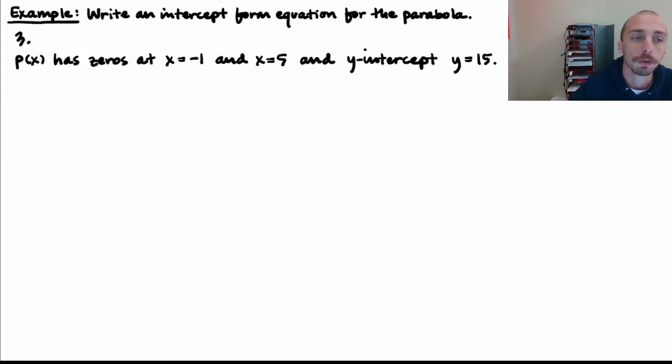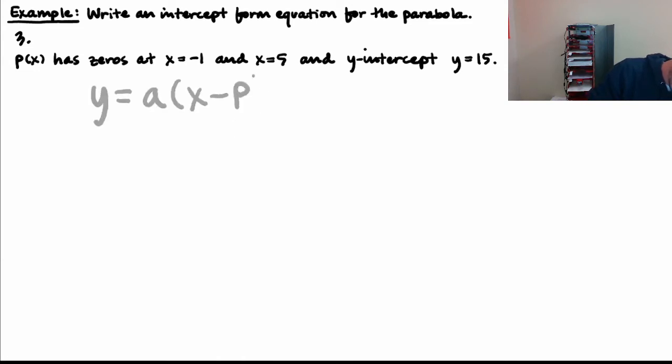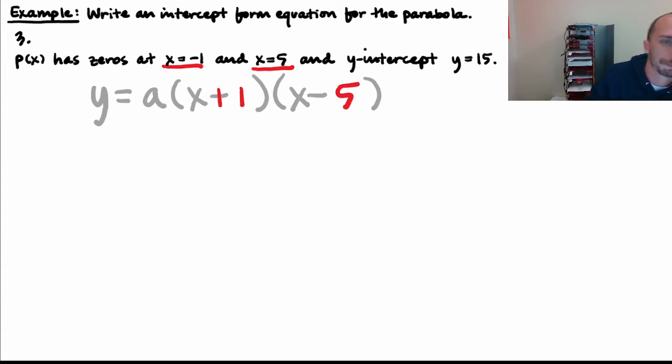Maybe they don't give us a picture of the graph, but they give us information about the graph, like, hey, there are some zeros over here and there, and there's a y-intercept. That's different, that's something that's not a vertex. So I'm going to start off the same way to write an intercept form equation. It's y is equal to some number times x minus p times x minus q, where p and q are the x-intercepts. If they say that the zeros are at x equals -1 and x equals 5, then I'm just going to plug in -1 and 5 for p and q. So x minus -1 and x minus 5.